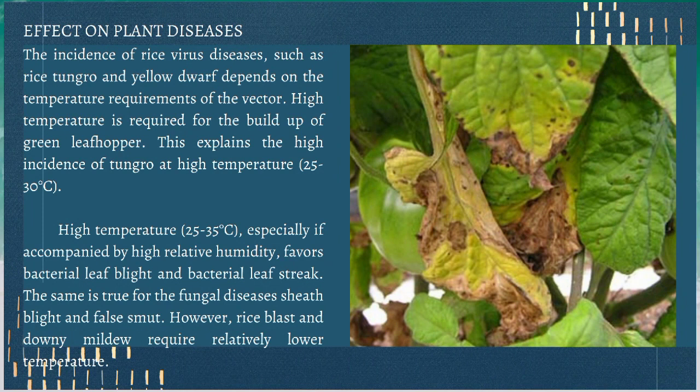Next is the effect on plant disease. The incidence of rice virus diseases, such as rice tungro and yellow dwarf, depends on the temperature requirements of the vector. High temperature is required for a build-up of green leafhopper. This explains the high incidence of tungro at high temperature, 25 to 30 degrees Celsius. And high temperature of 25 to 35 degrees Celsius, especially if accompanied by high relative humidity, favors bacterial leaf blight and bacterial leaf streak. The same is true for the fungal diseases, sheath blight and false smut. However, rice blast and downy mildew require relatively lower temperature.